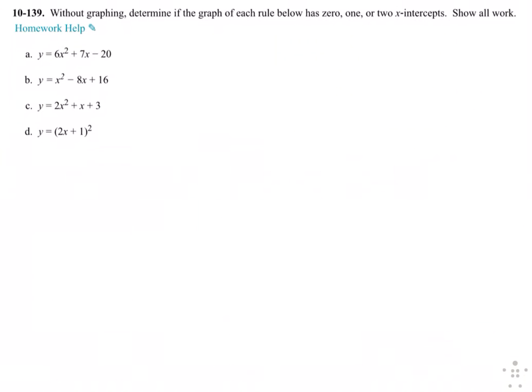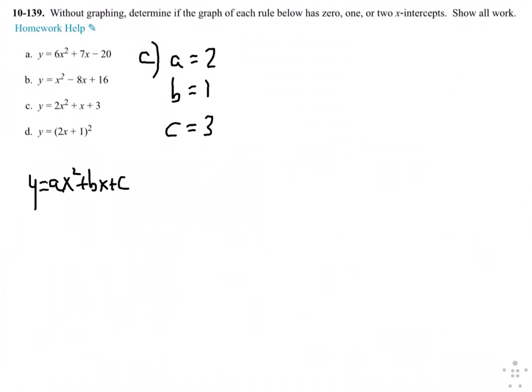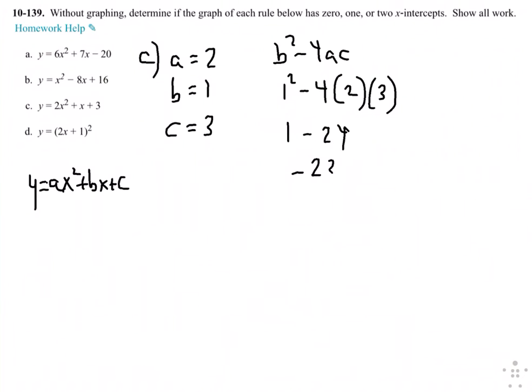And C, let's make space. We have A is 2, B is 1, C is 3. Again, I'm getting A, B, and C from the form y equals ax squared plus bx plus c. So b squared minus 4ac is the discriminant. So b is 1 squared minus 4 times 2 times 3. So 1 minus 24 is negative 23. So if the discriminant is negative, there's no solution.